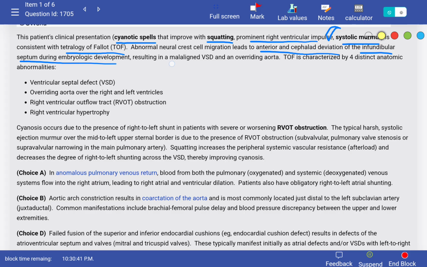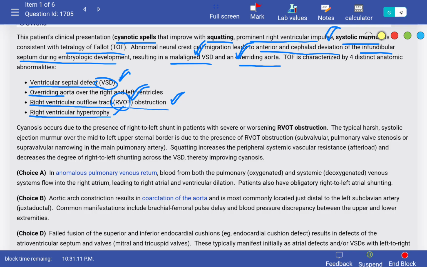That would result in a malaligned VSD. This is important, and with that an overriding aorta. We will talk about that. Tetralogy of Fallot is characterized by four distinct anatomic abnormalities. The first one is VSD, right? And with that there is an overriding aorta, and with that there is right ventricular outflow tract obstruction. These two things are important regarding tetralogy of Fallot. And what would happen there would be right ventricular hypertrophy.